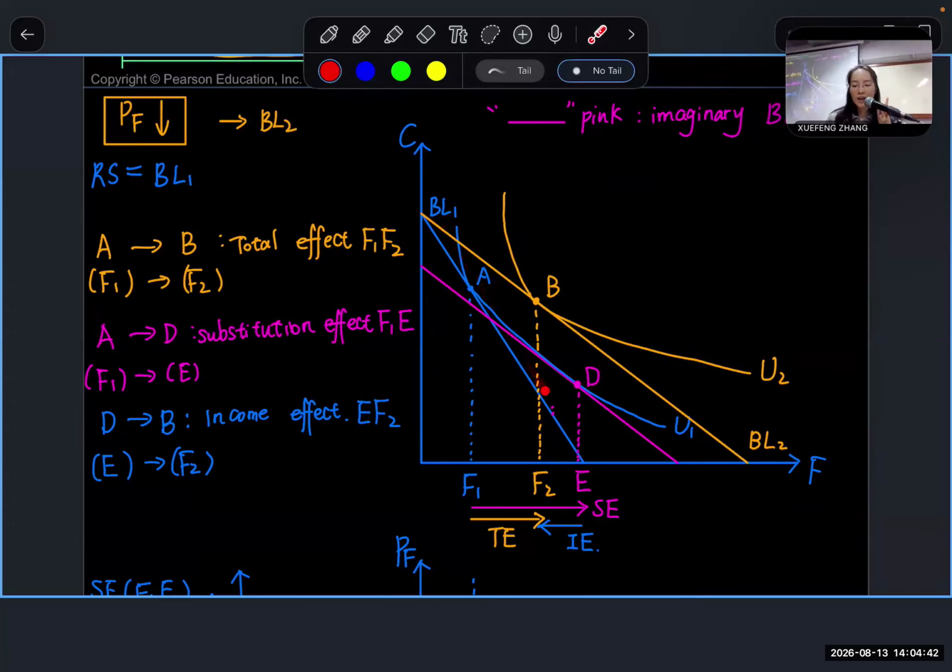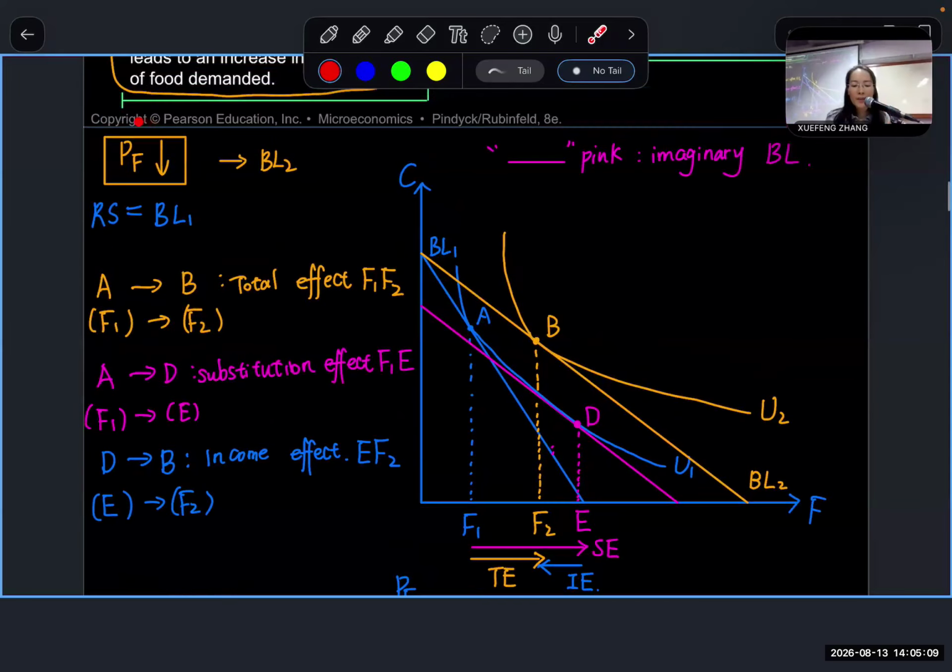And then, of course, at first, I need to draw the blue line, which is the initial point. A is the initial point. You need to draw the blue line. A is the initial point. Budget line L with indifference curve U1. And then the tangent at point A. Okay, this is the first step.